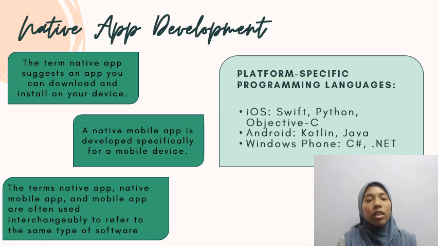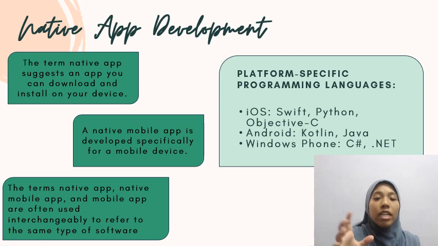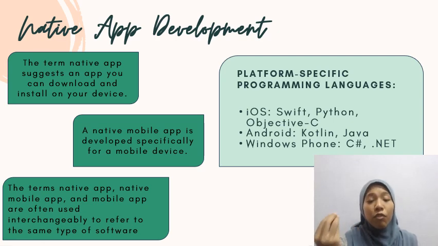Next, we have native app development. The term native app suggests an app you can download and install on your device. A native mobile app is developed specifically for a mobile device. The terms native app, native mobile app, and mobile app are often used interchangeably to refer to the same type of software.